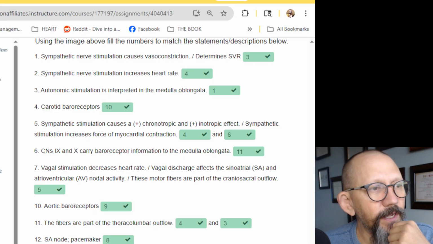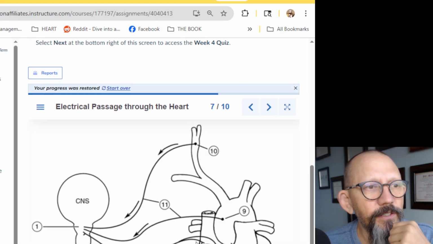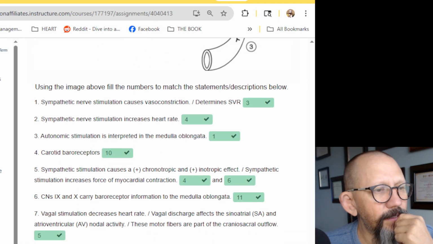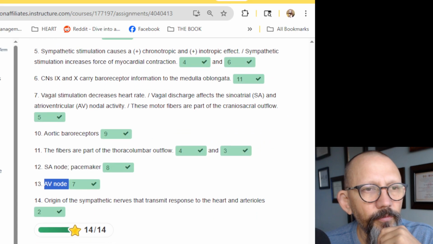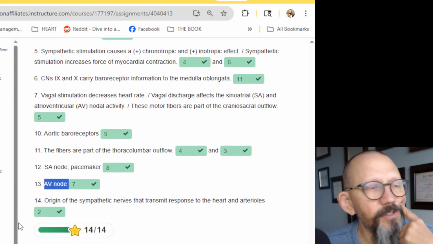The AV node is the next one. That's another one of those things. That's up here at the top. SA node, AV node. Let's see if we got them right. That should be 8 and 7, 8 and 7. And then number 14 here, the last one. Whoops, let me get down here for you. There you go, AV node 7, sorry.